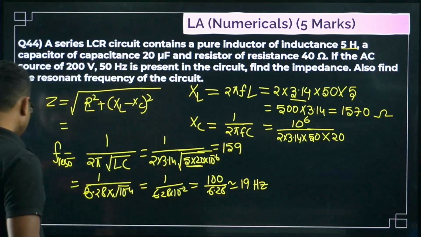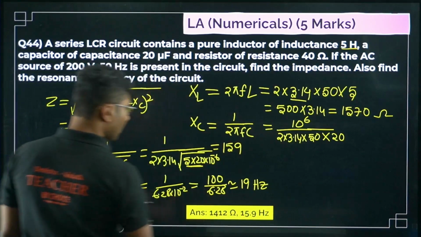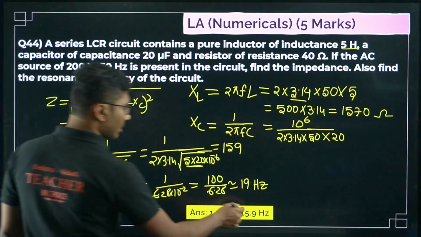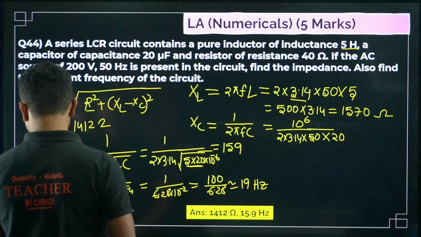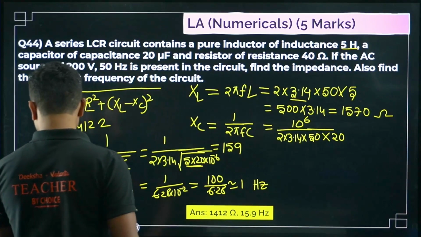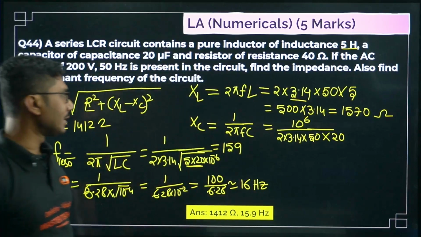Okay, let's see the answer. So the answer is 1412 ohm. 1412 ohm, and it is not 19, sorry, my mistake, it will be 16 hertz. The answer will be very close to 16 hertz. Okay, that is 15.9. You can use the calculator to calculate the exact value.